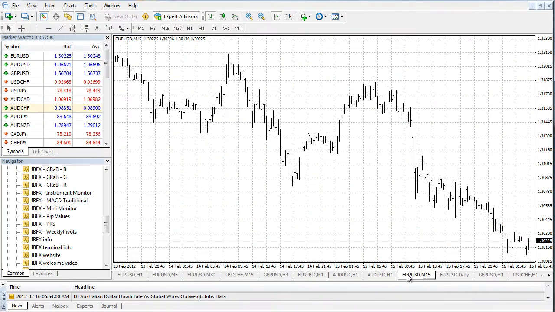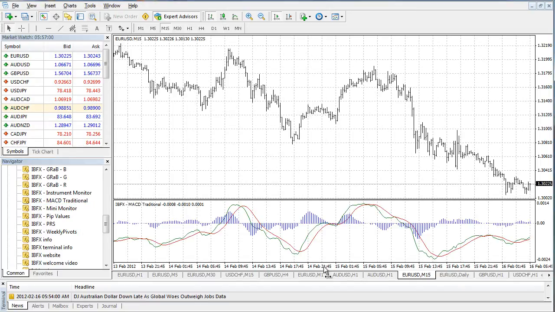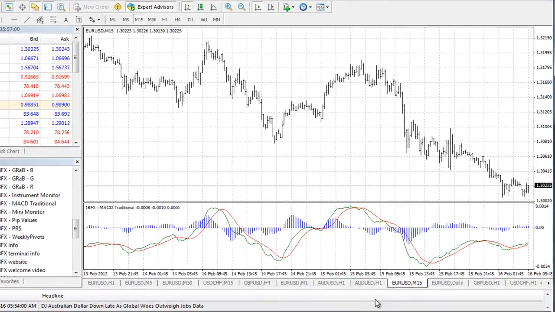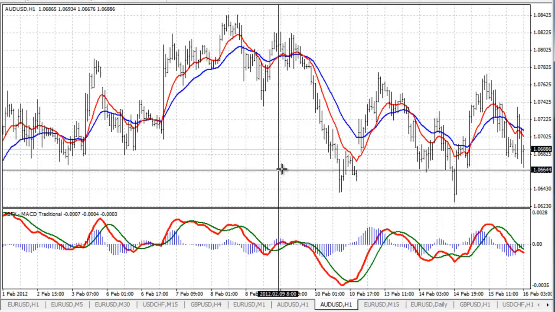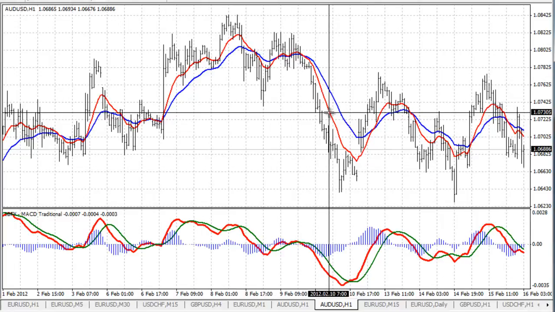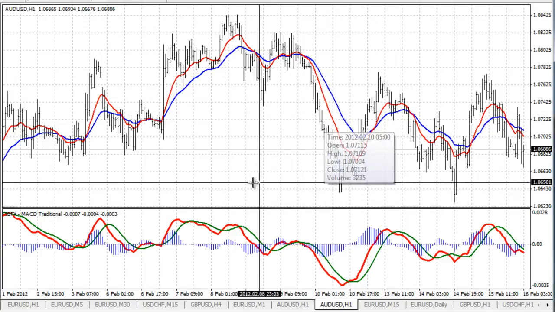And if you've got a new chart that you want to put it on, you can just double click it or drag it and drop it across. You can change some of the parameters here as you see fit, and that puts the indicator on for you. Now we'll go back to the one that we prepared, because on this chart we've put the 12-period and the 26-period exponential moving average on the price chart.